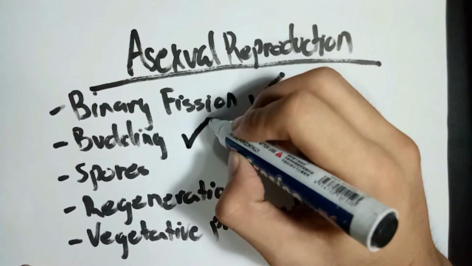Budding. Parent cell forms a bubble-like bud. It stays attached. When the bud is fully developed, it breaks away from the parent cell. Example, yeast cell.